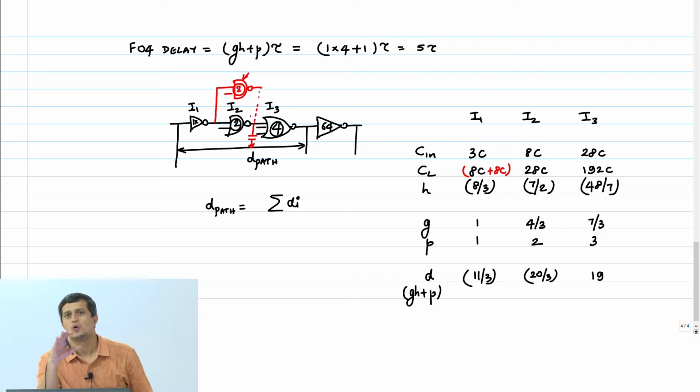Any questions till now on logical effort, on delay calculation, path delay calculation? Because this is very important for us to proceed into the next part of this module. Anyway, you don't have to worry because these concepts will get reinforced again and again. We will keep coming back to this as we go on.